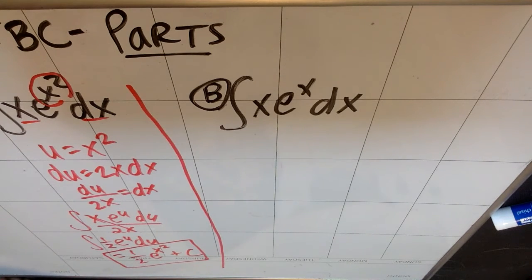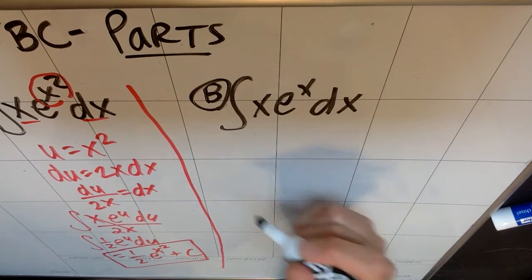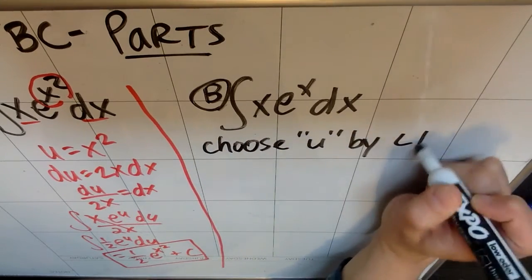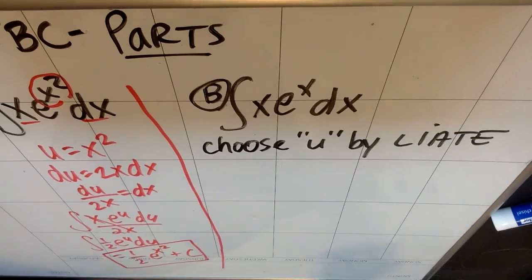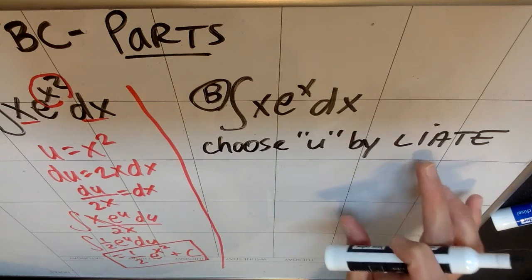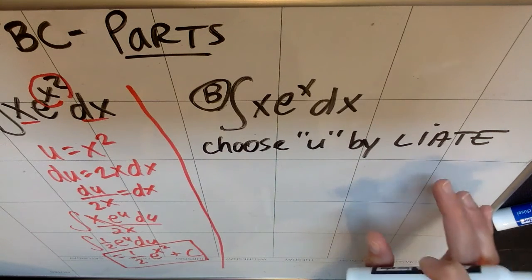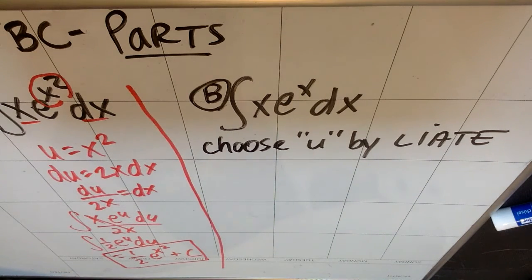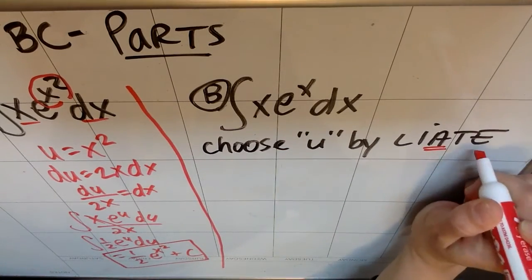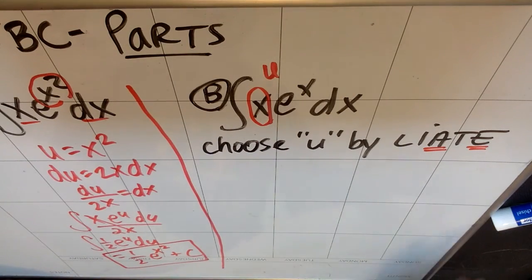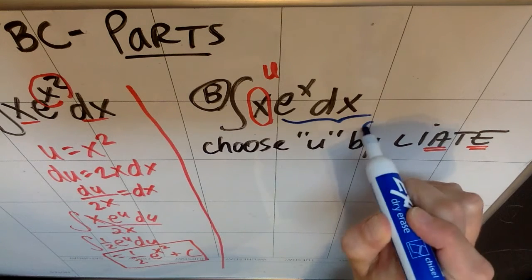So when we talk about doing parts, it really all boils down to the big first step, which is that we choose u. We choose our u by an acronym that we call LIATE, which I didn't invent, but at some point someone on the internet said it, and it totally works, so it's what I stand by. So L is for log, I is for inverse trig, A is for algebraic, so like an x squared or a square root of x, T is for trig, and E is for exponential. And in that order, that's how you choose your u. So when I look at this, I see I have an algebraic expression x, and I have an exponential expression e to the x, so my u must be the algebraic expression, right? And my remaining stuff is going to be my dv.